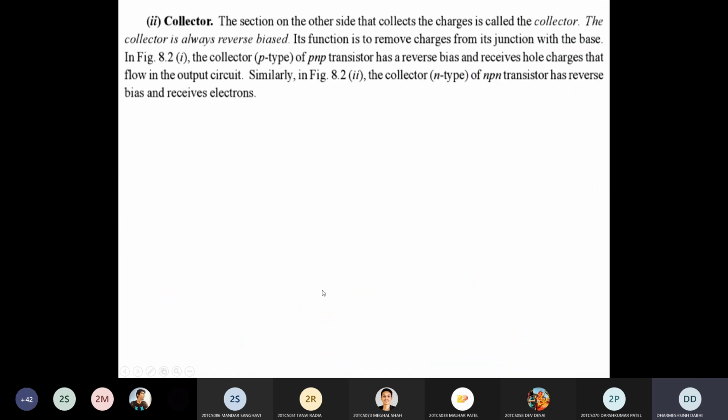Now next is the collector terminal. So why is it called a collector terminal? Because it collects the charges from the emitter. So that's why it is called a collector. And the collector is always reverse biased, and its function is what? To remove the charges from its junction with the base. So you can see the collector in the NPN transistor is reverse biased and receives the whole charges that flow into the output circuit.